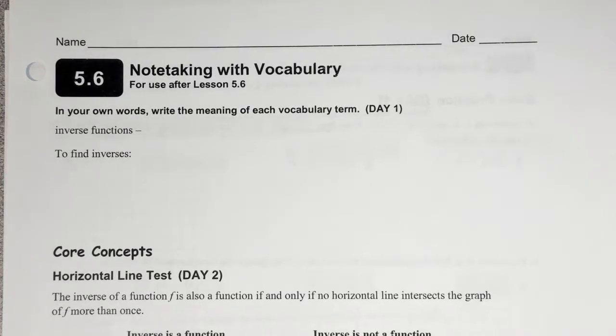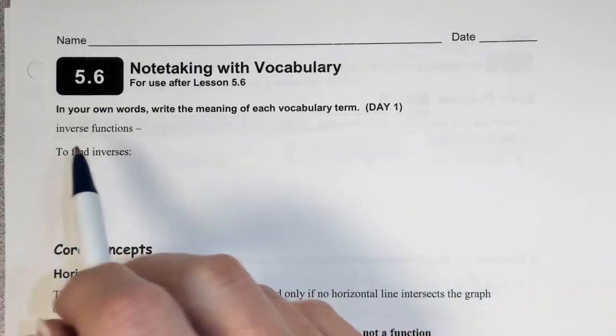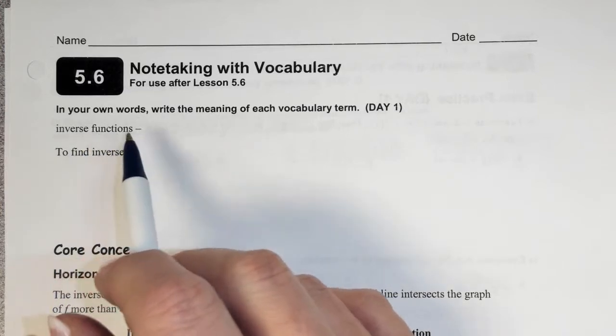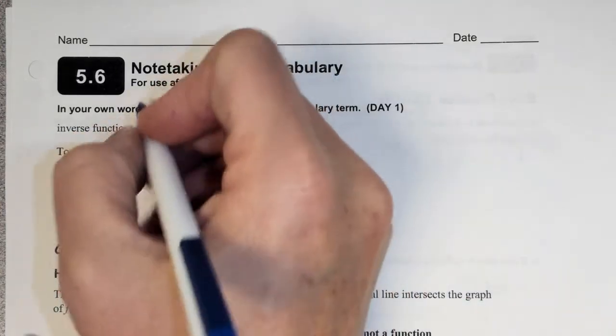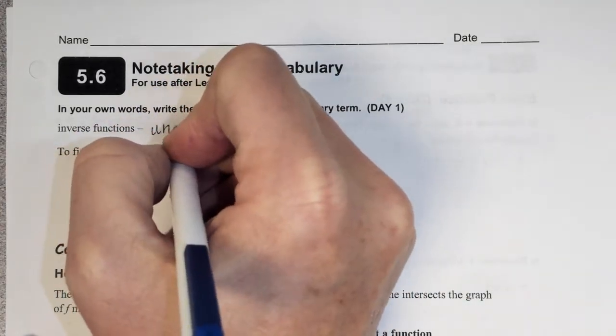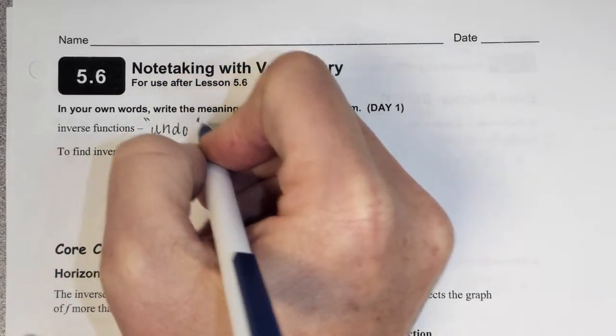This is section 5.6 in your student journal. It's on page 150. What we're going to be talking about today are inverse functions. Inverse functions undo one another.